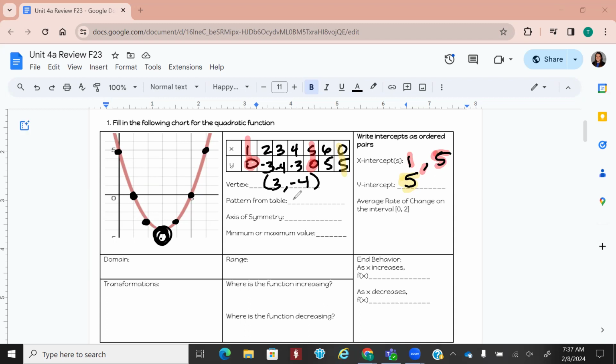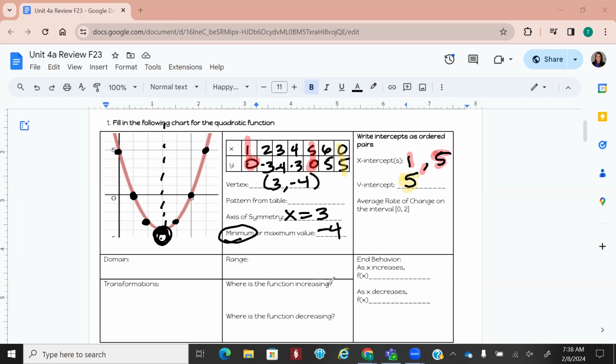What's our axis of symmetry? And how can we tell? The axis of symmetry is that line that goes straight down the middle, right? So where is it? It's right here, at 3, so x equals 3. Notice how that's the same number from your vertex. You told me that it is a minimum. And what is our lowest value? What's our y value that's the lowest?